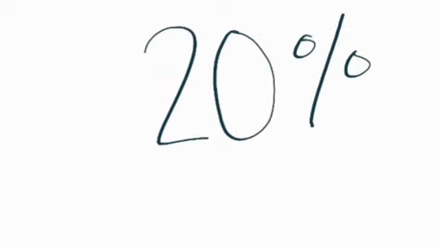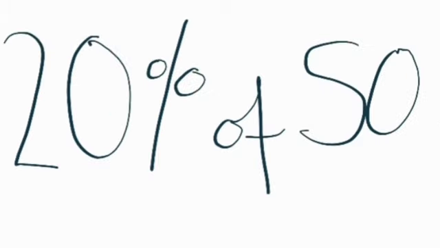First, we need to understand what a percentage is. In maths, a percentage is a number or ratio that can be expressed as a fraction of 100. For example, 20%, which can be written as 1/5 or 0.2. Now we know what a percentage is, let's calculate a percentage of a number.